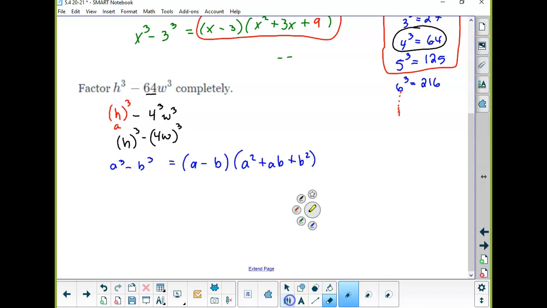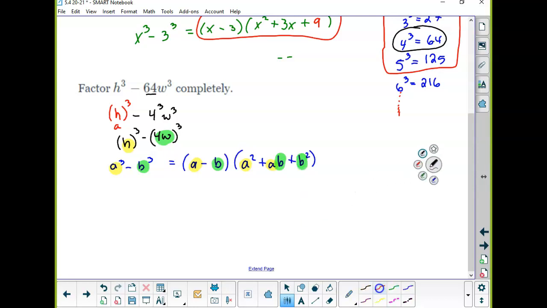So, what's the a value now? H. So, basically, wherever you see an a, you're going to write an h. What's the b value? Or w, right? So it's more than just a single number, it's a monomial term. And that's what we're going to do, is we're going to take that pattern and just plug in wherever you see an a, we'll put h. Wherever you see a b, we're going to replace it with 4w.